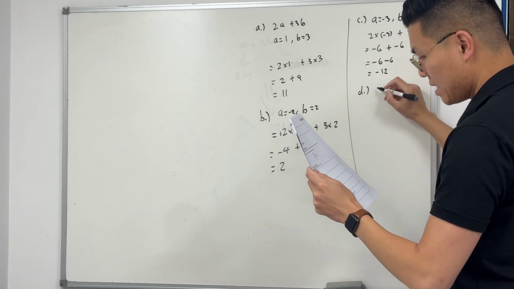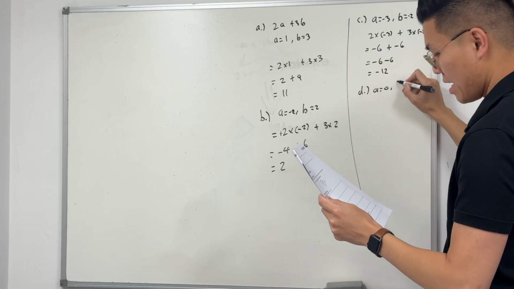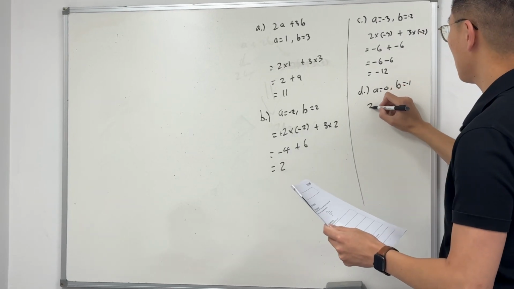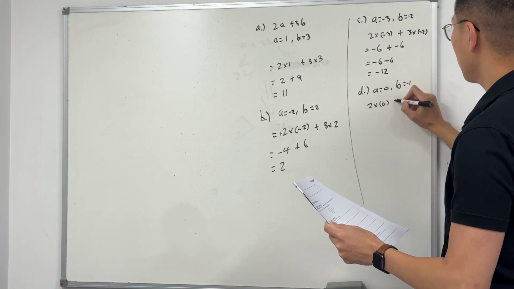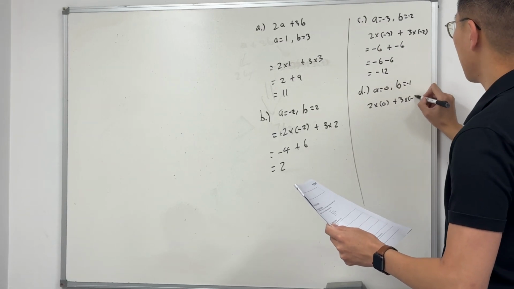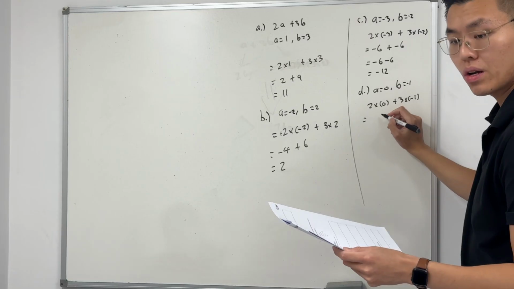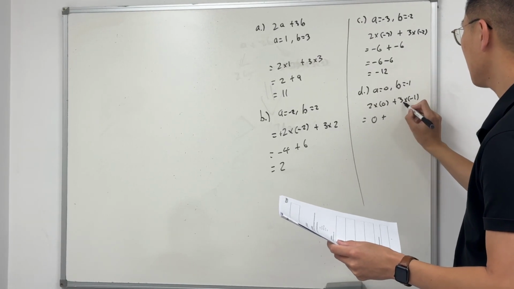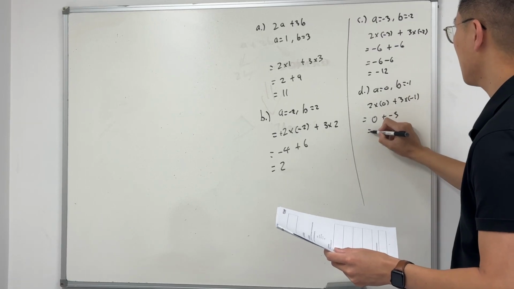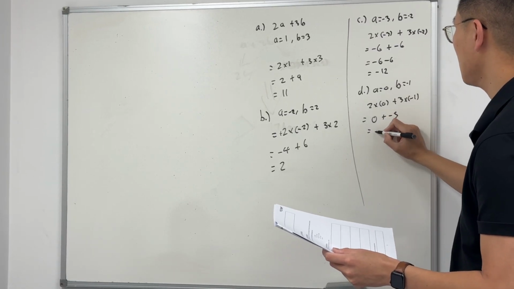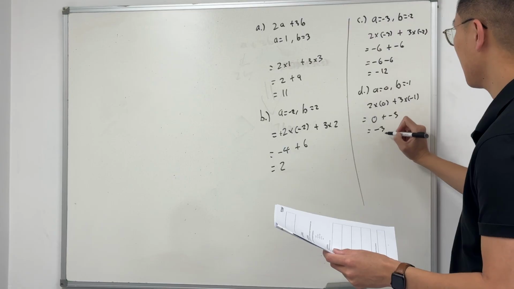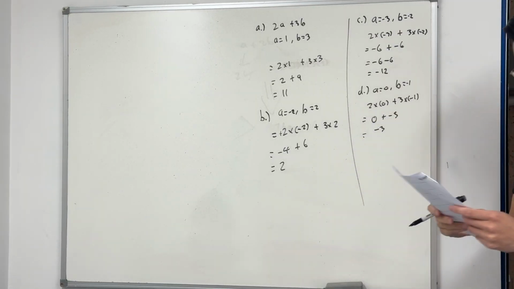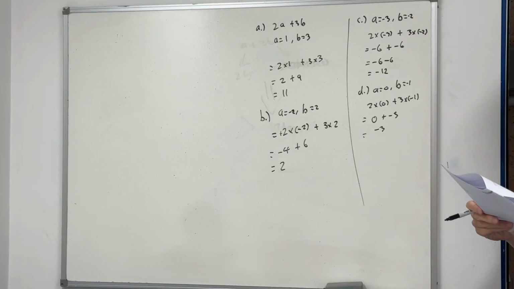Okay, last one. A is equal to 0 and B is equal to -1. That would be 2 times 0 plus 3 times -1. What's 2 times 0? 0. Good. And then it's plus 3 times -1, -3. So this is a minus. 0 minus 3, that's just -3. Does that make sense? Makes sense? Great. Okay, copy that down.